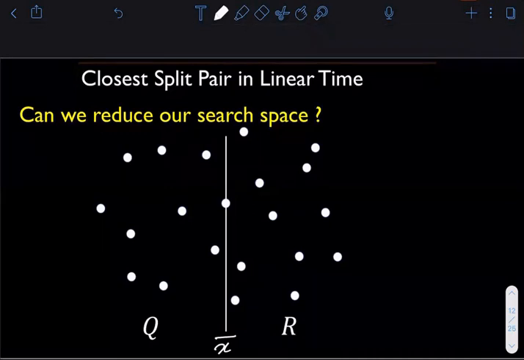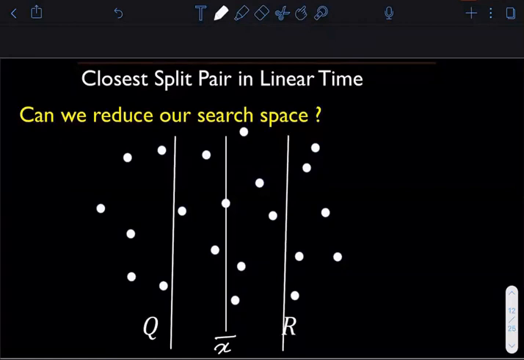And how does the strip look like? Well, the strip looks something like this. So I draw two lines here. I did not do a very good job of drawing, but it's okay. So suppose that this is delta and this is also delta. And I claim that I only need to focus on the points which are inside this thin strip. I don't need to compare against anything else.